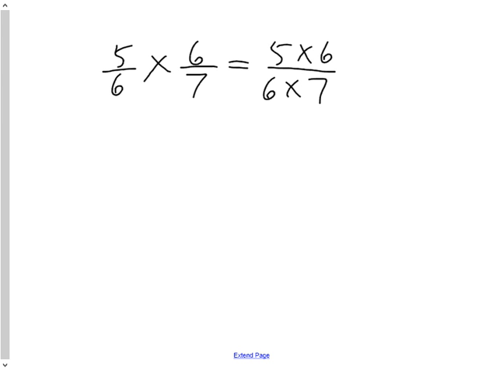And we know we would get 30 over 42 as an answer, and we would have to reduce it from that step forward because both of them are even numbers and can be divisible by 2.